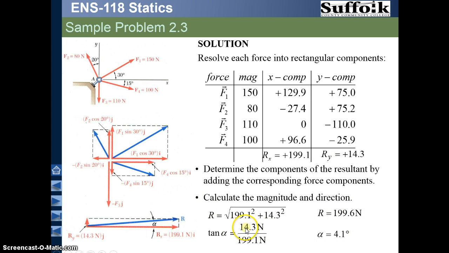So tangent is equal to opposite over adjacent, which would be 14.3 newtons over 199.1 newtons, and we take the inverse tangent of that to solve for alpha, which is the direction in which that resultant force is going to act with respect to the x-axis from that bolt head. And that solution wound up being 4.1 degrees. So there you have it. That's how you calculate the resultant and its direction by summing up the x and y component forces.